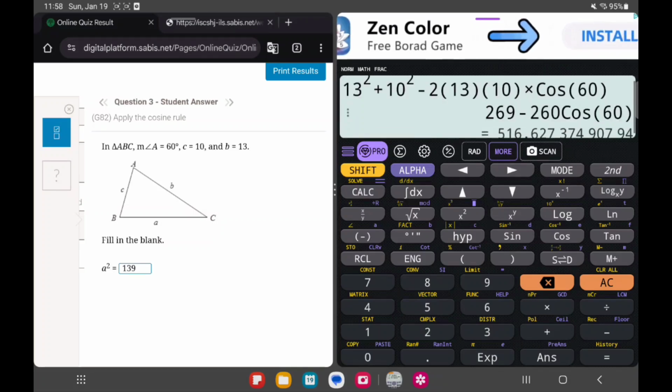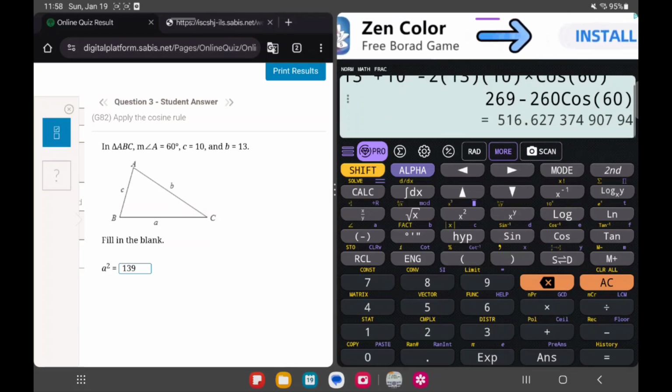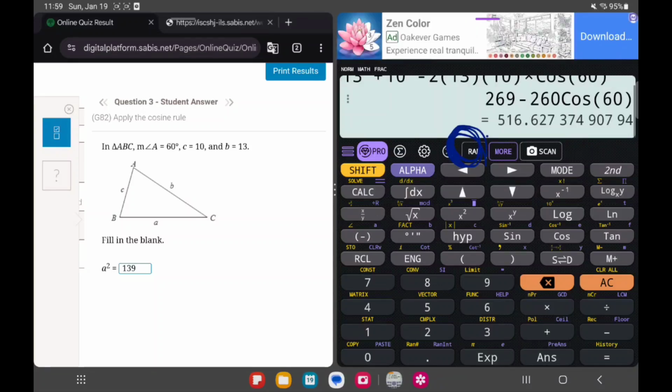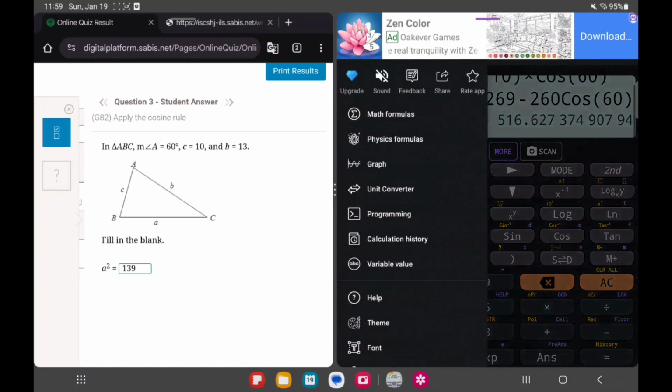Here we got 516, but this shows you that you have to be careful that your calculator isn't on radians, because look here, mine is on radians, and that's why I got the wrong number. So let's just remove it off radians.